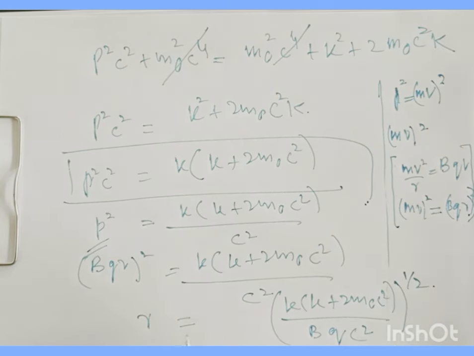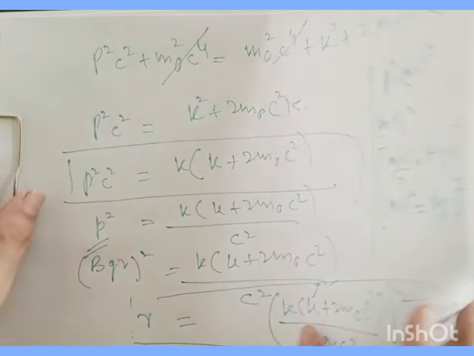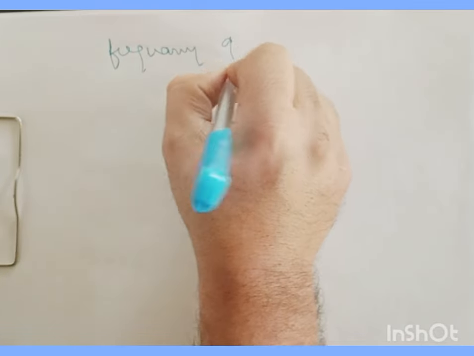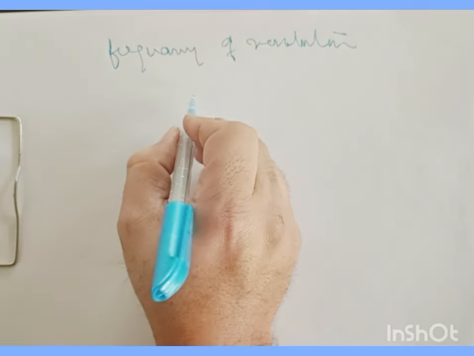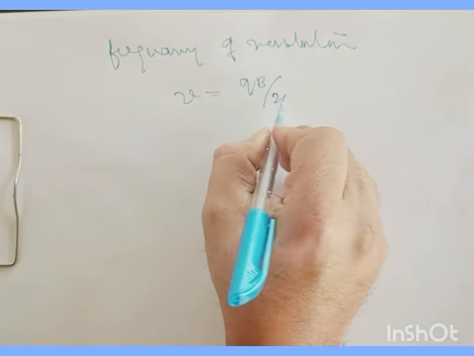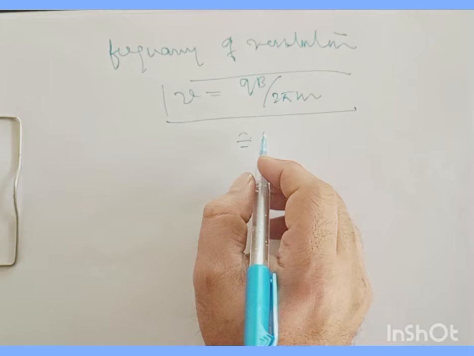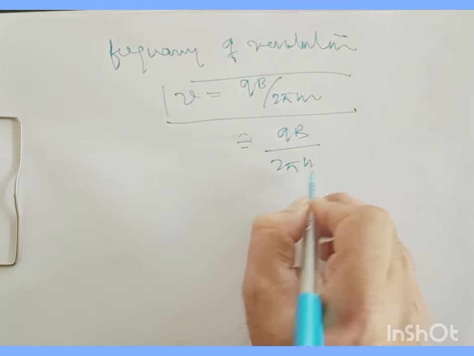So for each value of the kinetic energy that the particle has in the magnetic field, there is a particular orbit. For each value of this K, there's a particular orbit, and the radius of that orbit is given by this equation. At the same time, if we talk about the frequency of revolution, what will that be? That will be nu is qB by 2 pi m. That's well understood. And here I can simply write this as qB by 2 pi m naught.